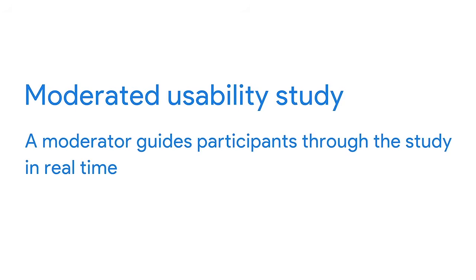Now that we know the basics of usability studies, we'll get into some specifics. There are 2 types of usability studies, moderated and unmoderated. Let's check them out. In moderated usability studies, a person guides participants through the study in real time. The person who guides participants through the study is known as the moderator.